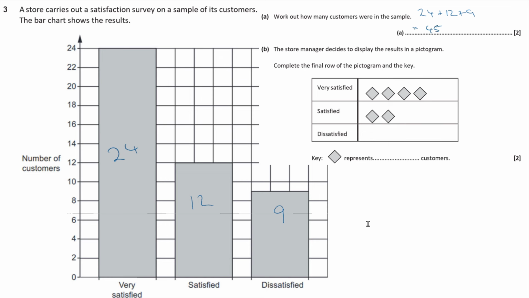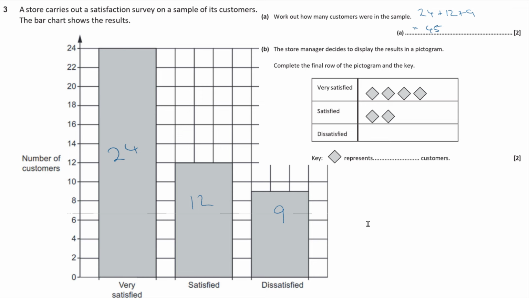Now notice I wrote the sum down first, in case you make a mistake with your arithmetic. You're still going to get the 1 mark available for knowing what to do, even if you didn't do it correctly. Okay, so then part B, the store manager decides to display the results in a pictogram. Complete the final row of the pictogram and the key.